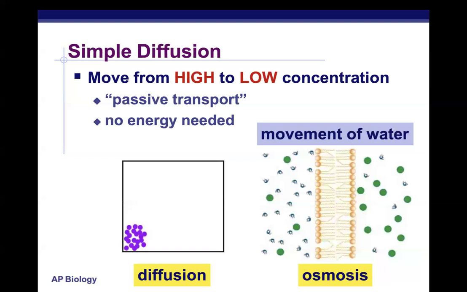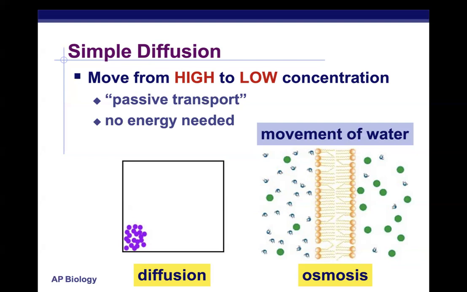Now, those things can move into and out of the cell membrane by simple diffusion, meaning they're going to move into the cell if they're highly concentrated outside of the cell and less highly concentrated inside of the cell, or out of the cell if the case is reversed. I'm talking oxygen, carbon dioxide, those types of things.